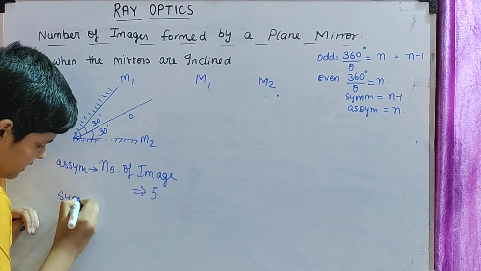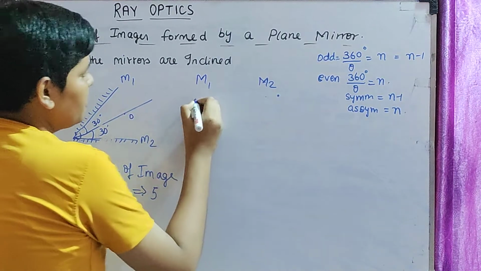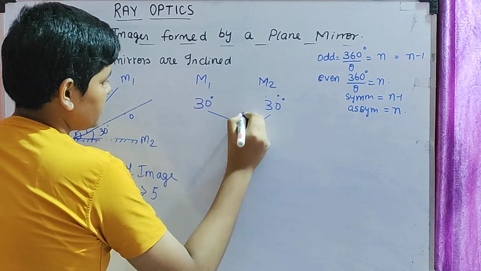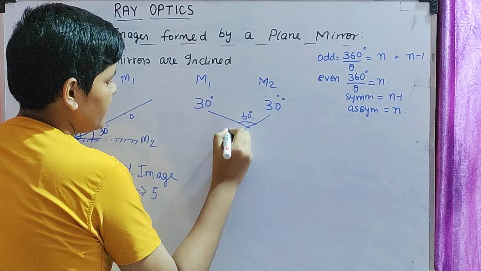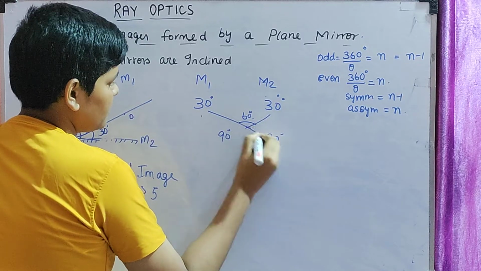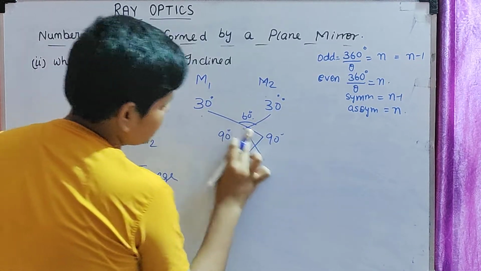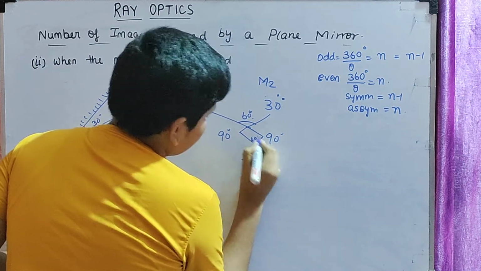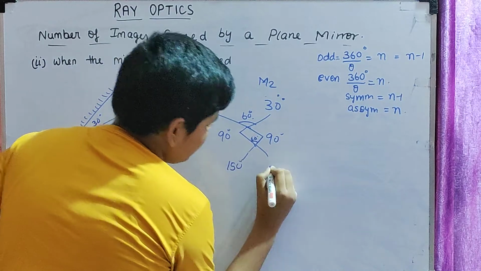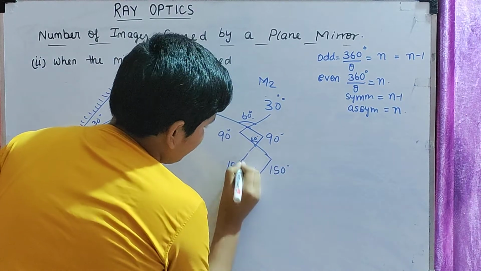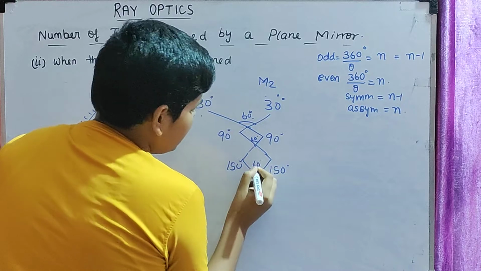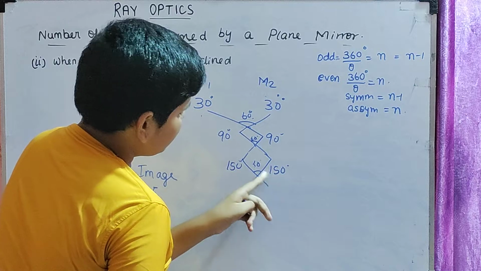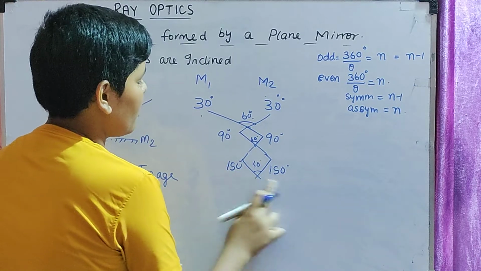Now let us take symmetrical. So M1 is equals to 30 degree, M2 is equals to 30 degree. 30 plus 30 is equals to 60 degree. 30 plus 60, 90 degree. Then again, we have over here 60 degree. 90 plus 60, 150 degree over here. Now again, we have here 60 degree. So 150 plus 60 will be greater than 180, so we are not going to take that.